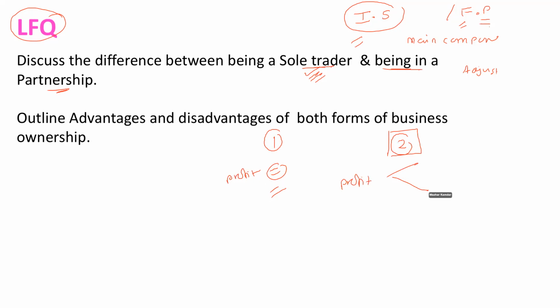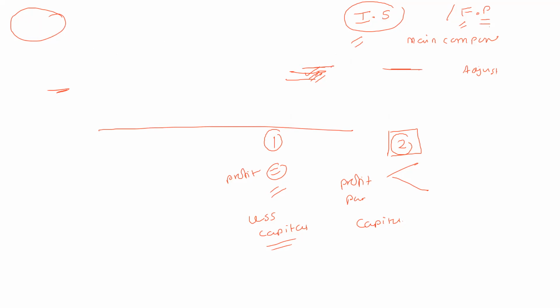What else? When you are a sole trader, you have less capital because all the capital will be brought in by the owner or loaned from friends and family. But when you are in a partnership business, the capital is shared by the partners. Okay, so this is a difference between a sole trader and a partnership. Let us look at the advantages and disadvantages of a sole trader.